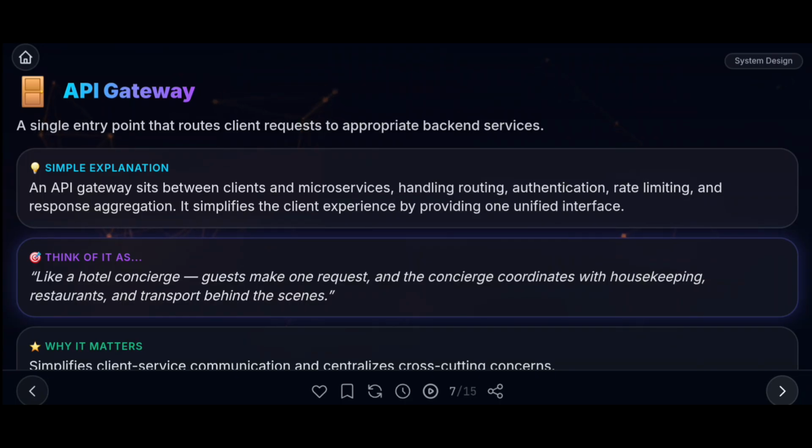We can handle these concepts like authentication and rate limiting in other topics. Think of it as like a hotel concierge. Guests make one request and the concierge coordinates with housekeeping, restaurant, and transport behind the scenes.